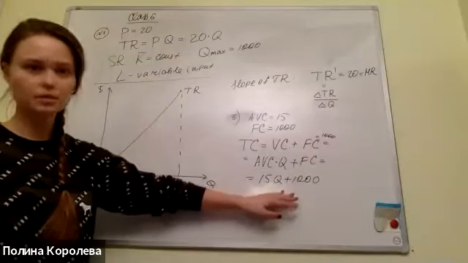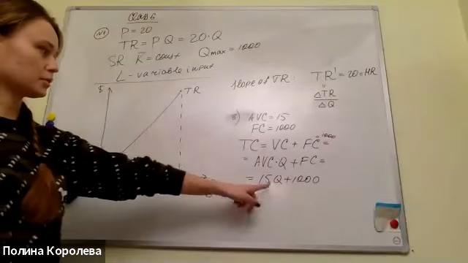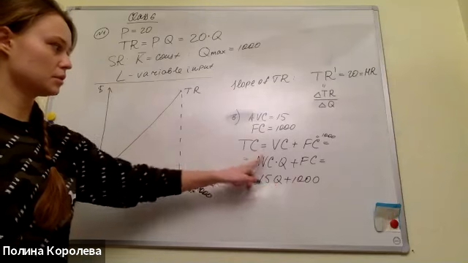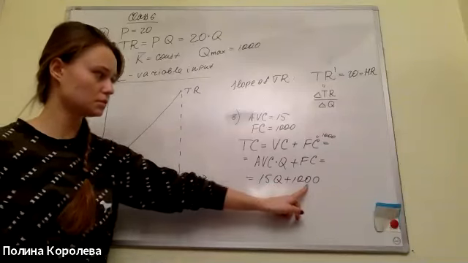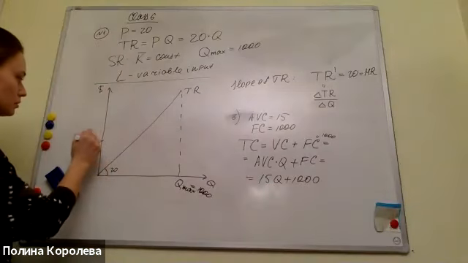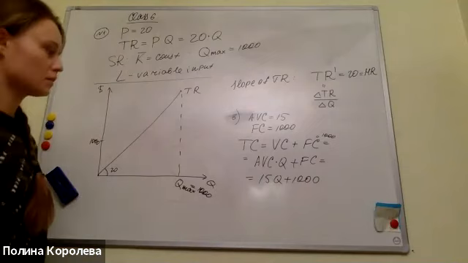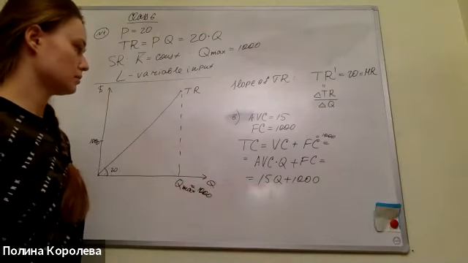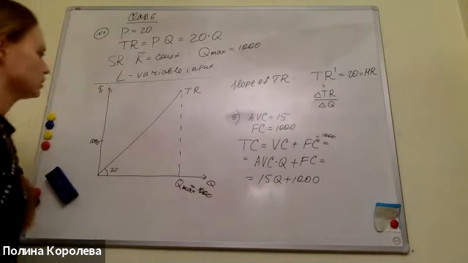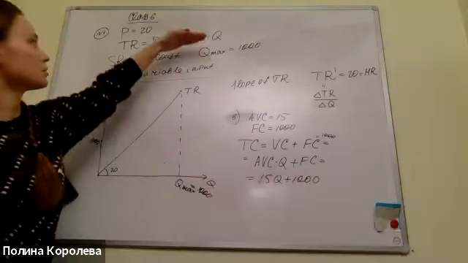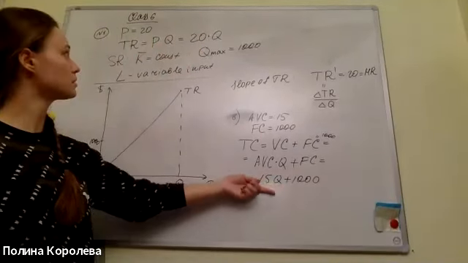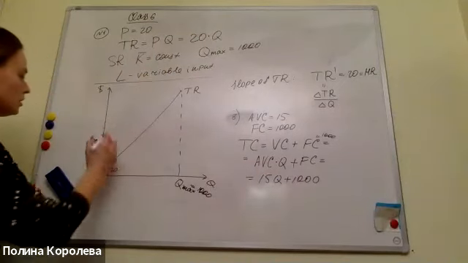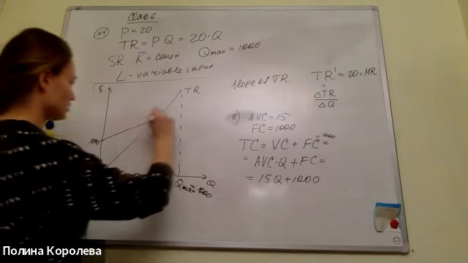Good. So we should draw it, also a linear function with positive slope. For example, if quantity is equal to 0, total cost equals fixed cost, 1,000. So we start from 1,000. The slope is 15. It's flatter than total revenue, whose slope is 20. Agree? So it will be like this.